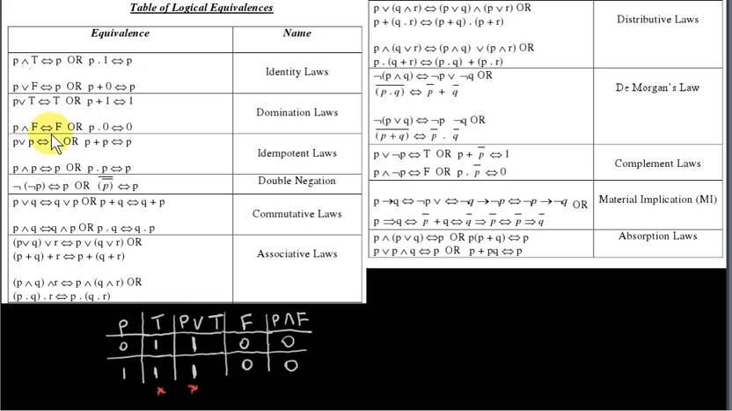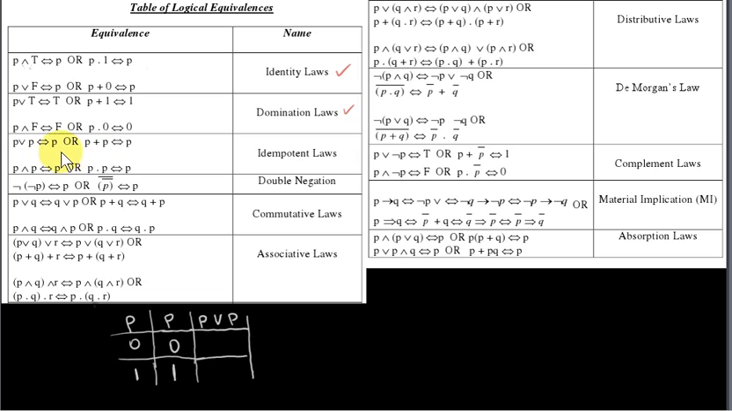P and F is equivalent to F. Well, the F column just consists of zeros. For P and F, we want to combine this 0 and 0 here. Well, that gives us 0. And when P is 1 and F is 0, we get 0. P and F is only true when P and F are both 1s. So that's not the case here. So you can see that this column here and this column here are the same, showing that P and F is equivalent to F.